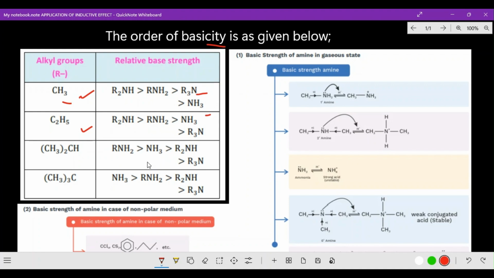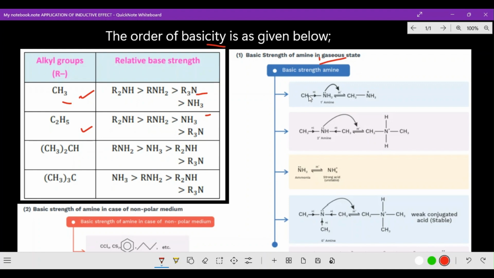These are all important hints I'm giving for you. Here, for the secondary amine, we are going to see RNH2 is greater than ammonia, R2NH, R3N. And for the tertiary, we are going to see ammonia is greater than RNH2, greater than R2NH, greater than R3N. Now here, basic strength of amines in the gaseous state.